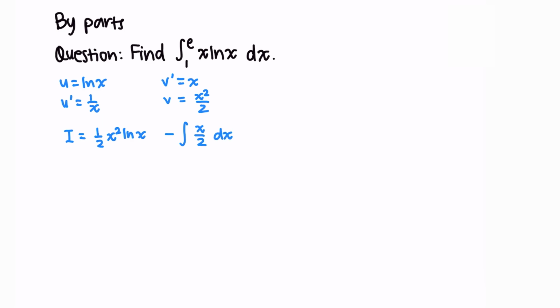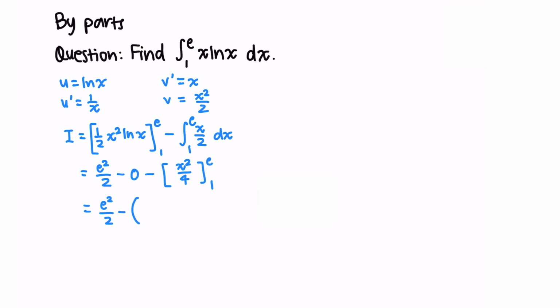Now don't forget your bounds. I have the lower bound as 1 and the upper bound as e. And over here, I just straight away substitute my bounds 1 and e. So this first part just becomes e squared over 2 ln e, which is just 1. And then we have the integral of x over 2, which is just x squared over 4. And then we have the upper bound of e and the lower bound of 1. Let's do the substitution again. So this becomes e squared over 4 minus 1/4. And after simplifying, I should get e squared over 4 plus 1/4.